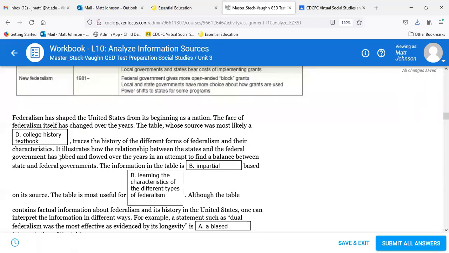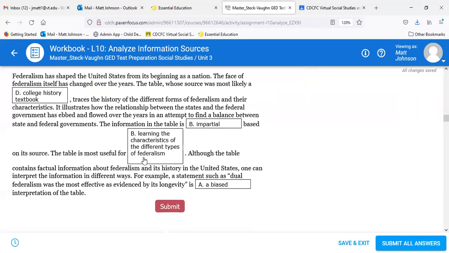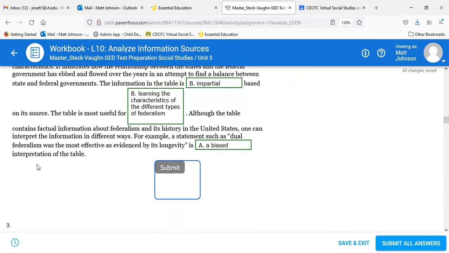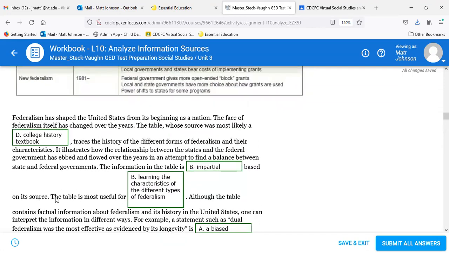So our first answer in the first drop-down box was college history textbook. That was D. Second is B, impartial. The third is B, learning the characteristics of the different types of federalism. And A, biased interpretation of the table. Okay, so there we go. We'll submit that. All lights up green for us.